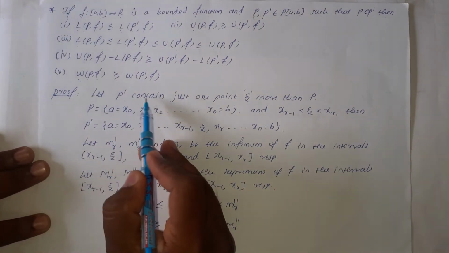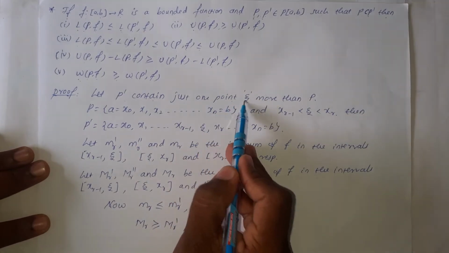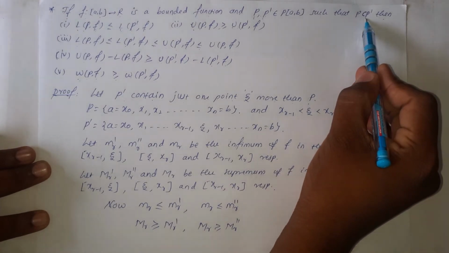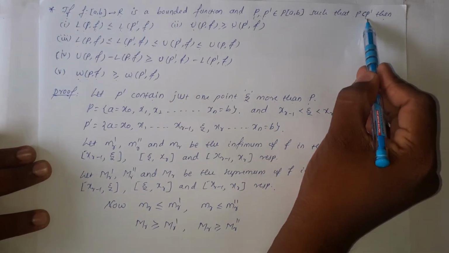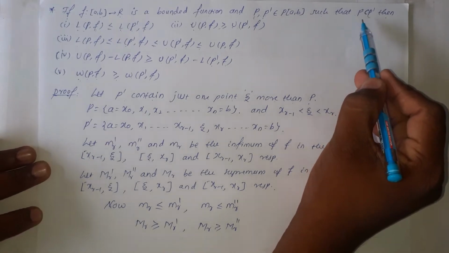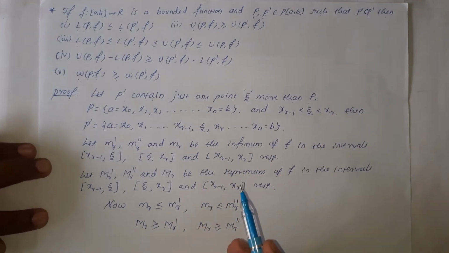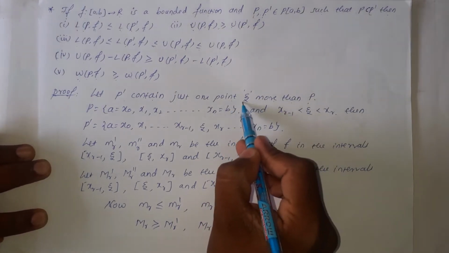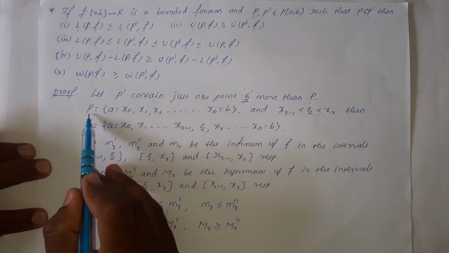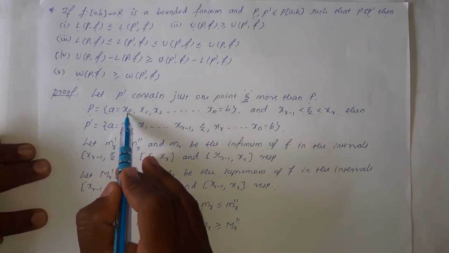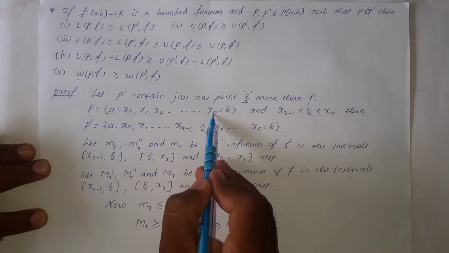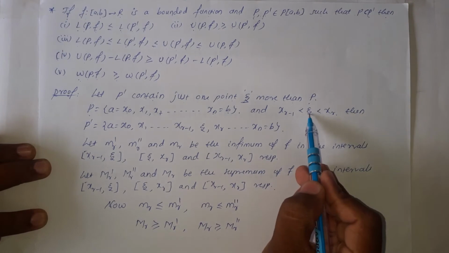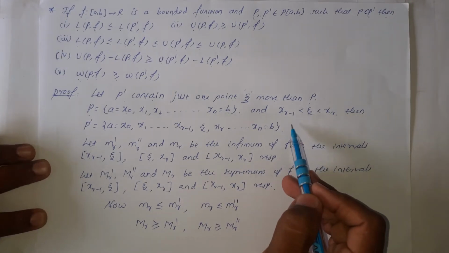Let P' contain just one point xi more than P, because here it is given that P' is greater than P, or P' is a superset of P, so it has to contain more points than P. So, here it is containing only one point more than P, and that point is called xi. Therefore, now P is the partition x0, x1, x2, and so on up to xn, which is equal to b, and consider the point xi in between x(r-1) and xr.